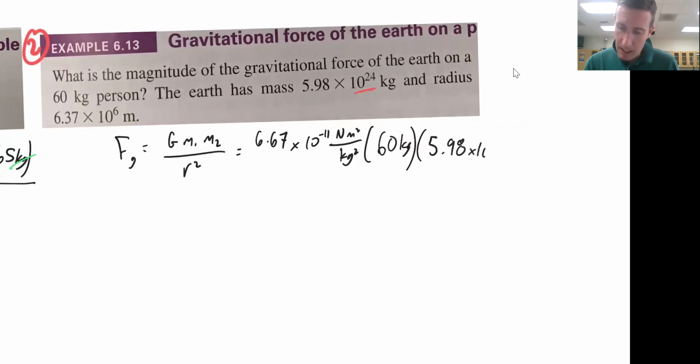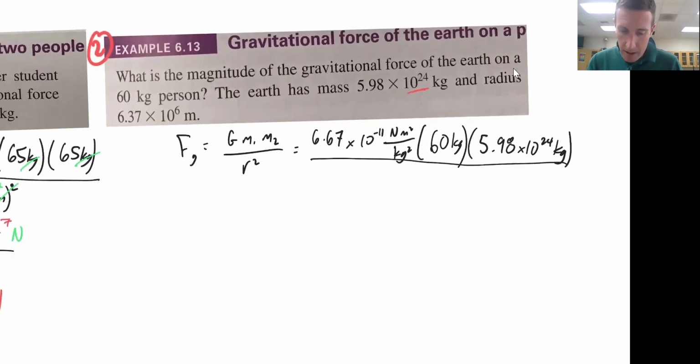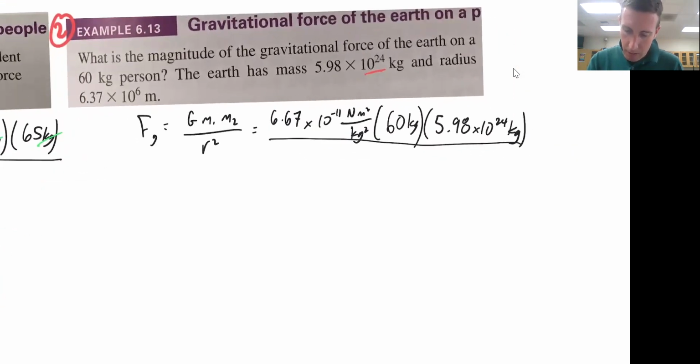5.98 times 10 to the 24th kilograms. That was a joke. The Earth can't get any heavier unless it pulls in some extra asteroids or something, because all of the mass on the Earth stays on the Earth, except for astronauts, maybe. Space trash. Divided by r squared, which is the radius of the Earth, 6.37 times 10 to the 6th meters squared. That squared is important to remember.